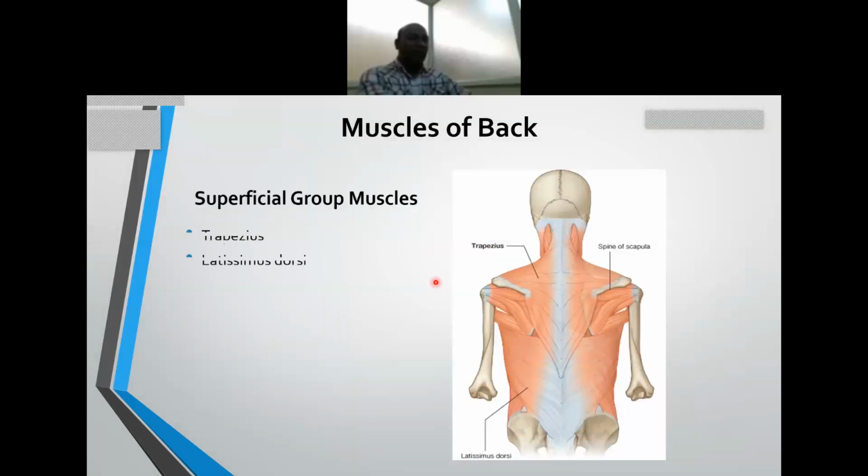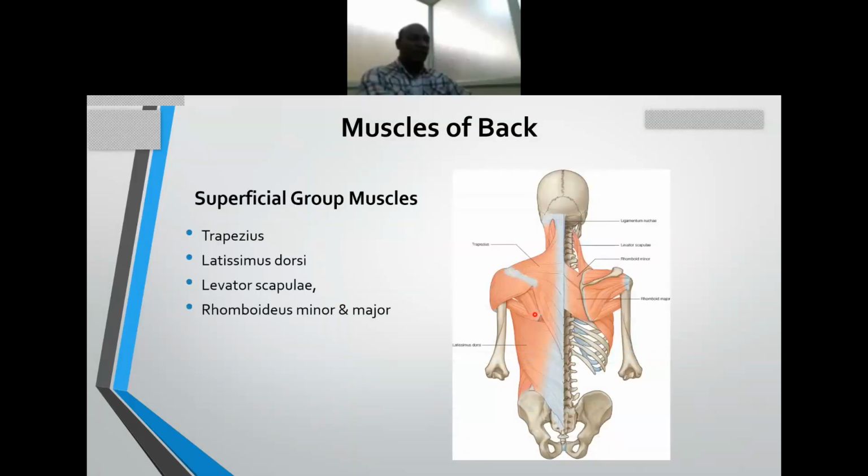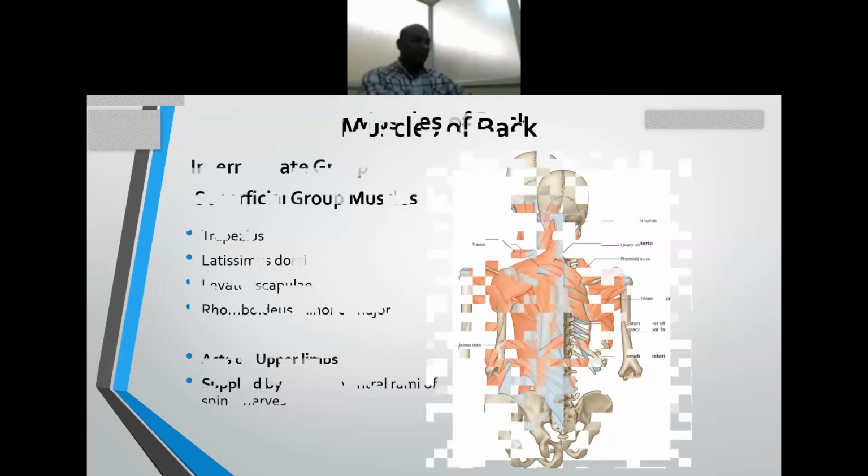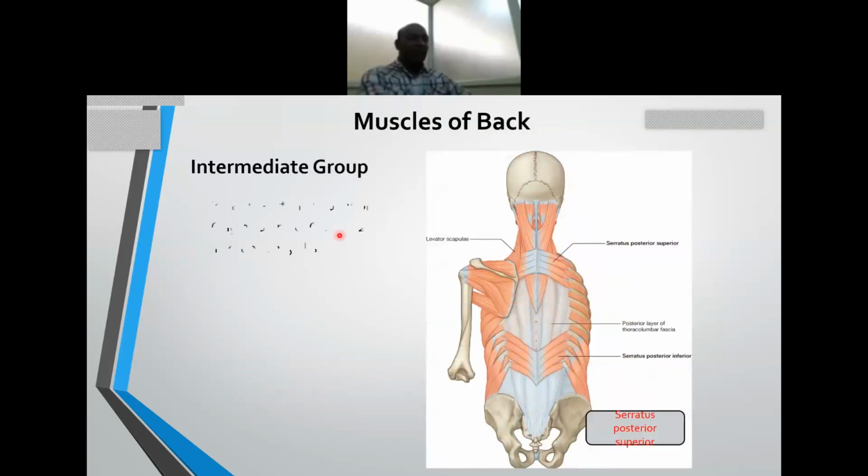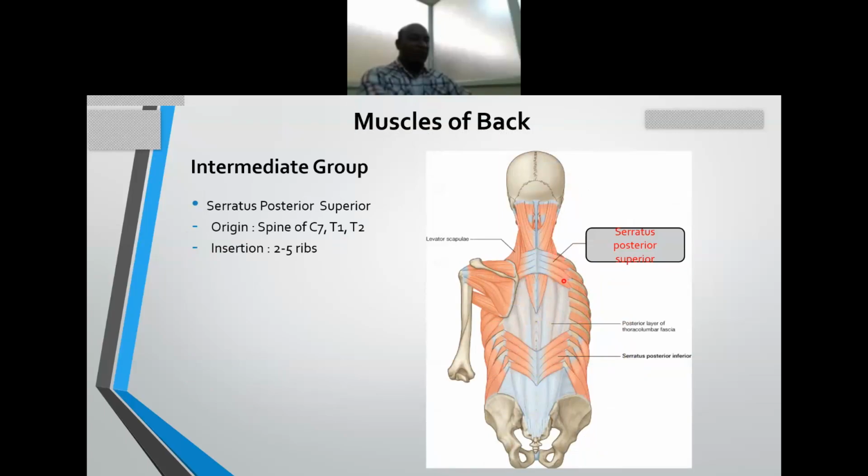So the superficial group of muscles, trapezius and latissimus dorsi, have already been covered in the upper limb, including the levator scapulae and rhomboides major and minor. They all act on the upper limb, and they are supplied by the ventral rami of spinal nerves. Okay. The intermediate group: this is the serratus posterior superior muscle, and this is the serratus posterior inferior muscle. Okay, and deep to them you will have these other deeper muscles.